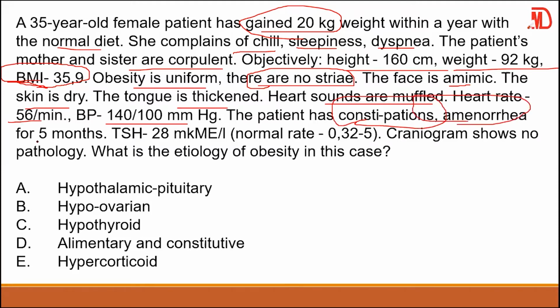Amenorrhea for 5 months. Now they've mentioned what? TSH. When they mention TSH, you start thinking about problems with these kind of people. Craniogram shows no pathology. That means there's no problem in the head. Craniogram means the skull. Nothing is wrong with the skull. So what is the etiology of obesity in this case?